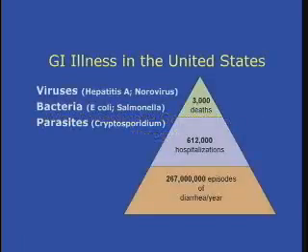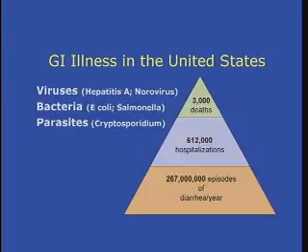Why investigate gastrointestinal illness? GI illness in the United States occurs on a frequent basis. Roughly 267 million episodes of diarrhea are recorded in the United States each year. Moving up the pyramid, we also note that 612,000 hospitalizations for gastrointestinal illness occur each year. And unfortunately, approximately 3,000 deaths have been attributed to gastrointestinal illness in the United States.